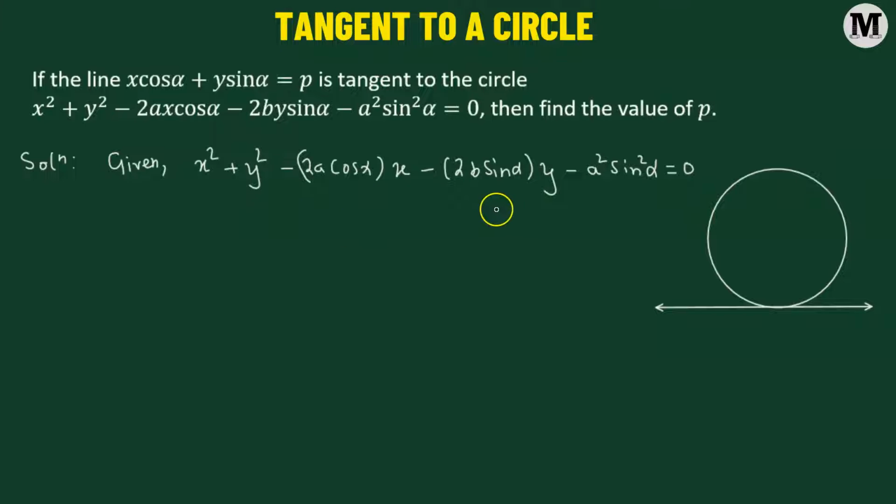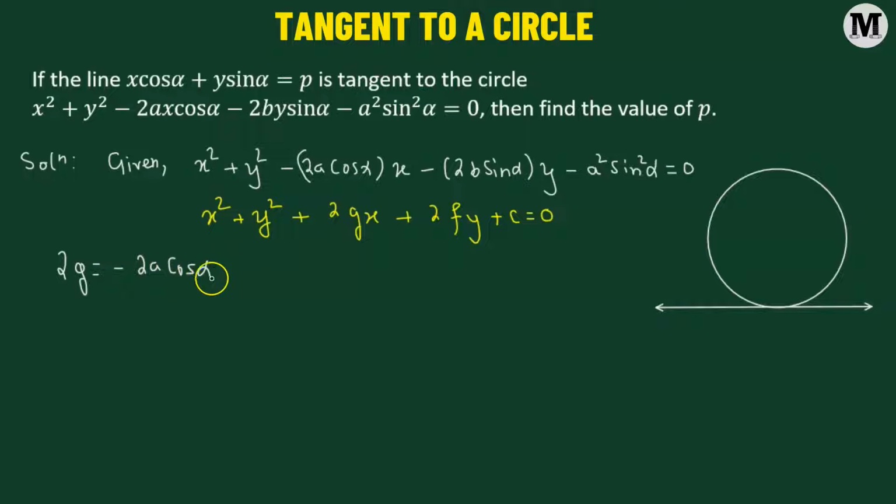So from this equation, we can find out the coordinates of the center as well as the radius of the circle. For this, we'll compare it with the general equation of a circle, which is given by x squared plus y squared plus 2gx plus 2fy plus c equals to 0. That means we will get the value of 2g will be equal to negative 2a cosine alpha. So here we can factor out 2 from both sides.